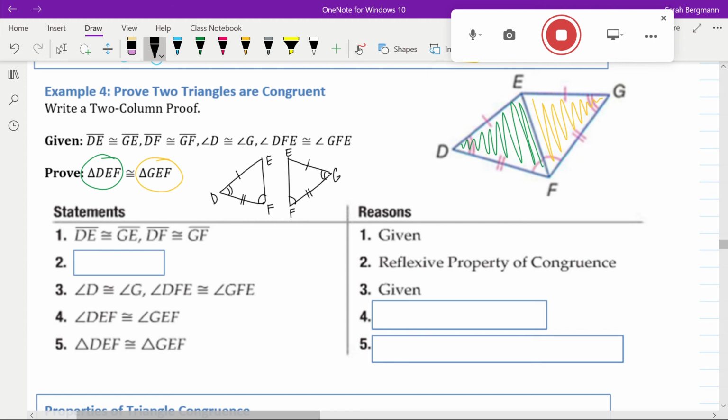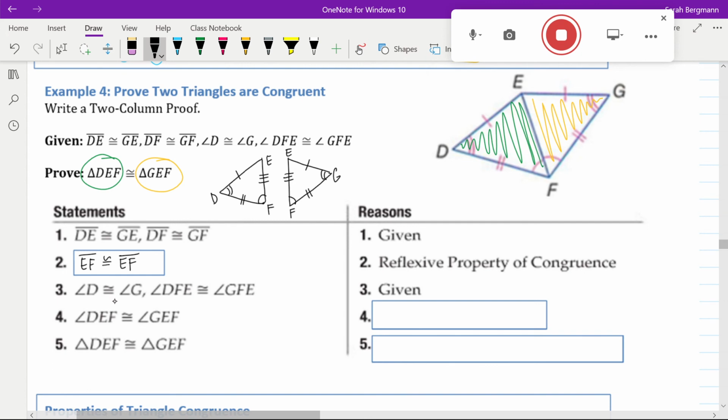Alright, so let's look at the proof. First, we're starting out with the given that these two pairs of segments are congruent. Next, it says to use the reflexive property of congruence. So let's look. What pair of segments am I missing as congruent? I'm missing EF and EF. Think about it. EF must be congruent to itself based on the reflexive property of congruence. So I'll fill in EF is congruent to EF for step 2.